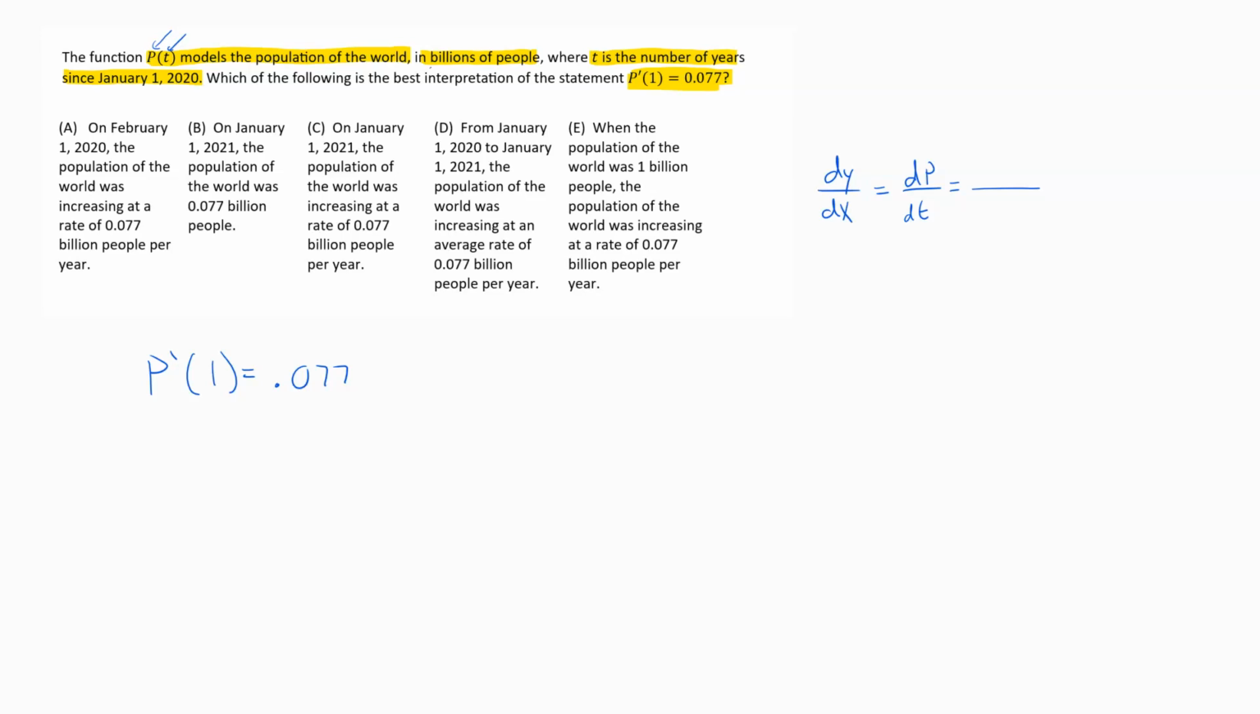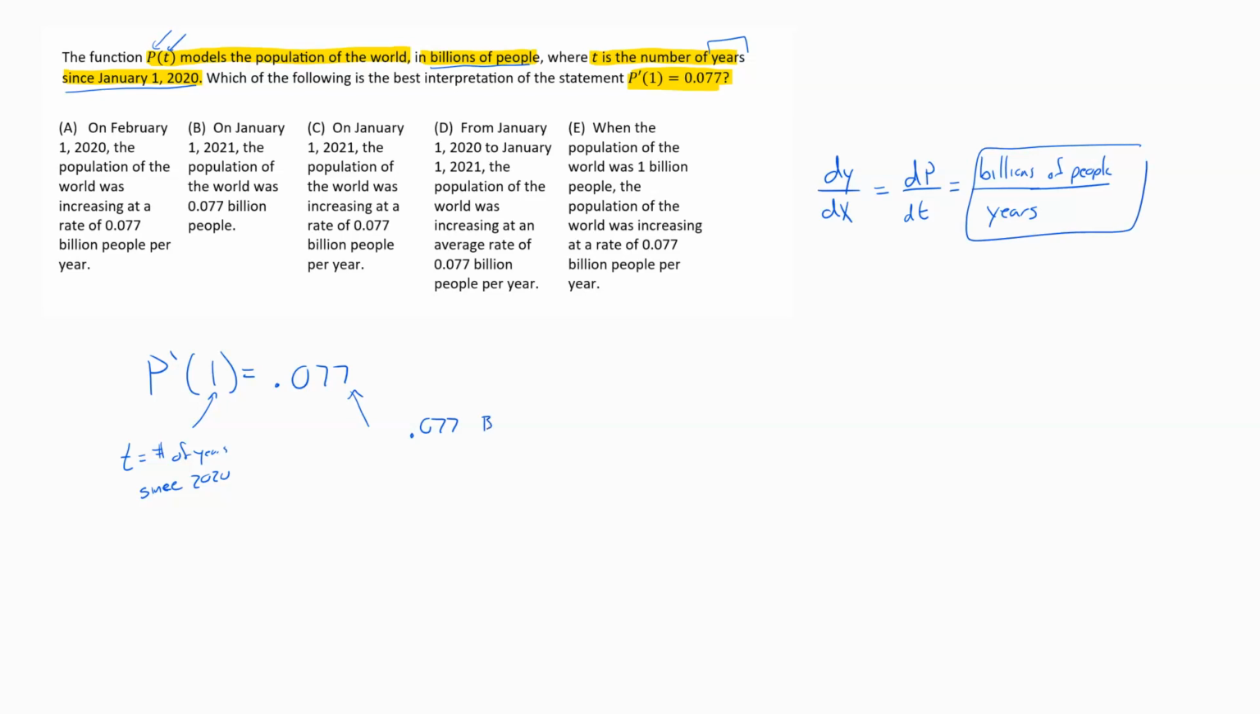So the p was in billions of people. So this is going to be billions of people per, and then t is the number of years since 2021. So years going on down here. So if I look at this and I come down and I say, okay, this is a t value, which is telling me that it's the number of years since 2020. And then this is my rate. So this is 0.077 and it's in these units right here.